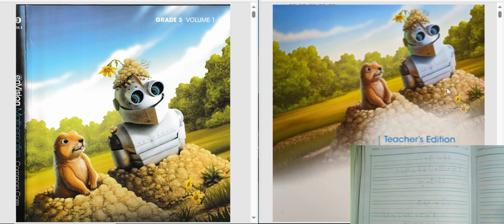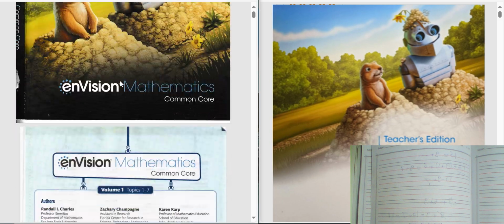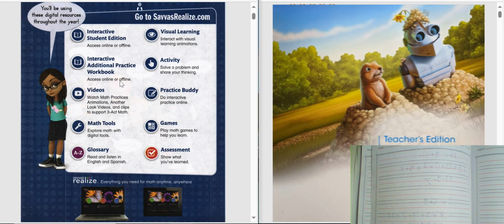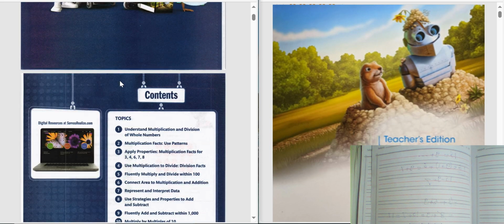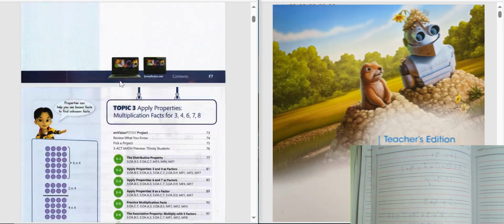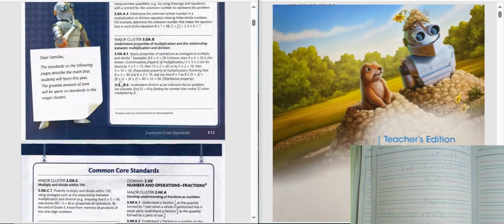Today we'll explain from your book, volume number 1, first term in this year 2026. We will talk about multiplication and division from your book. Open with me the book about first page, Envision Mathematics. We will talk about Topic 2, understanding multiplication and division of whole numbers. Look with me at page number 1. Open the book with me.